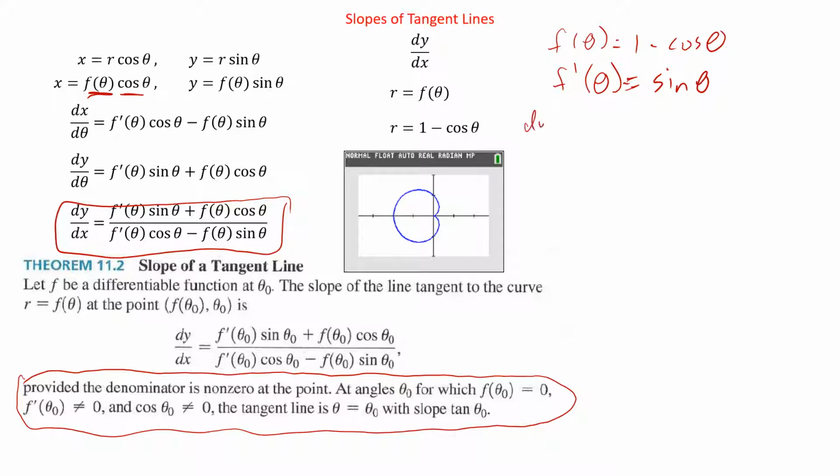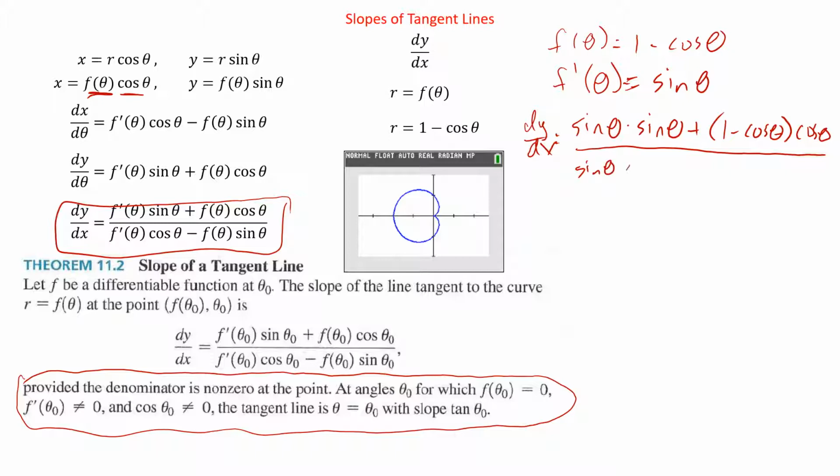So dy over dx equals f prime of theta sine theta, so that's going to be sine theta times sine theta, plus f of theta, which is 1 minus cosine theta, times cosine theta, over f prime of theta again, that's sine theta, times cosine theta, minus f of theta, 1 minus cosine theta, times sine theta.